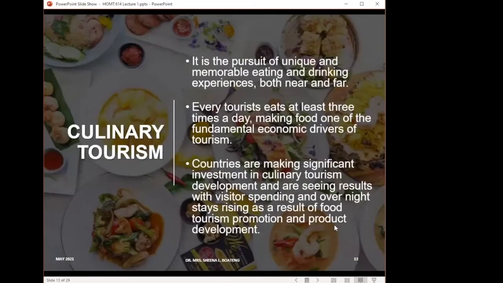Next, we can talk about culinary tourism. And this is the pursuit of unique and memorable. Question. Yes, Kwame, go ahead.